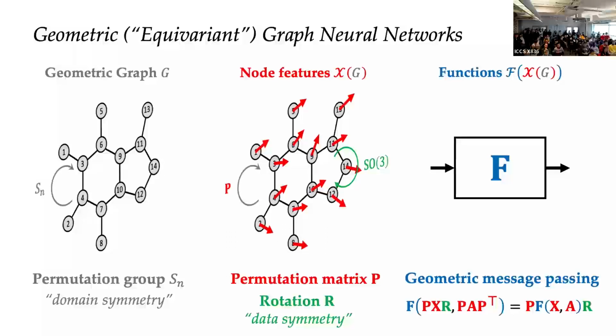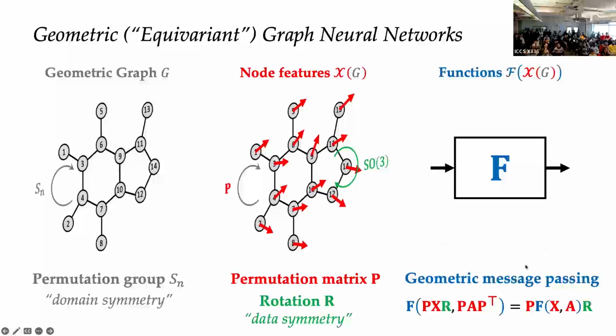And in this case, we have two types of symmetry. We have the symmetry of the domain, which is the ordering of the atoms in the molecule, the permutation of the nodes in the graph, and also the data symmetry, which is the transformations, rotations and translations, of, for example, the positions of the atoms.